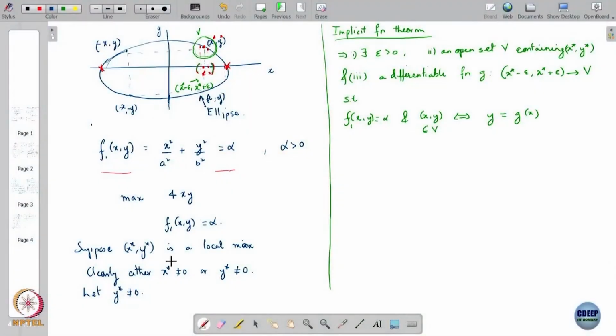All right. Now, because there is such a function, it means the following. Since x star y star is a local maximum, x star y star is the best amongst all points on the ellipse in a small neighborhood around x star y star. It has the maximum value for this area. So, x star y star is a local maximum.